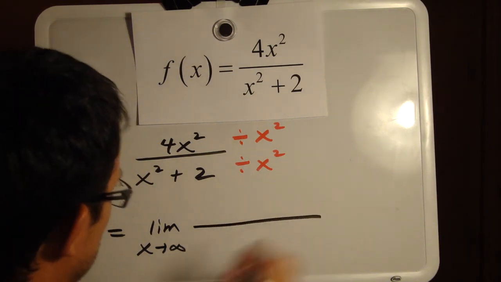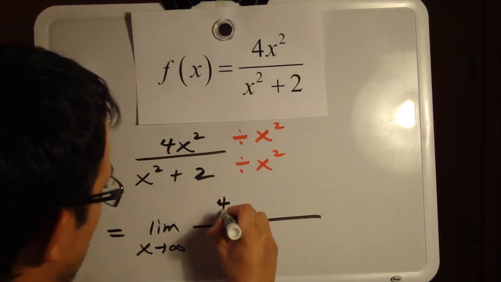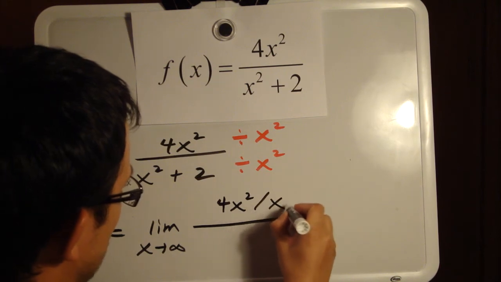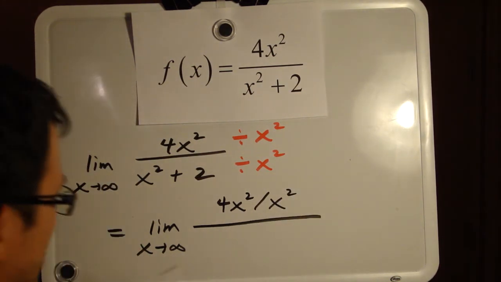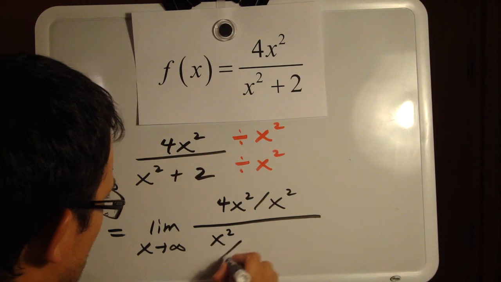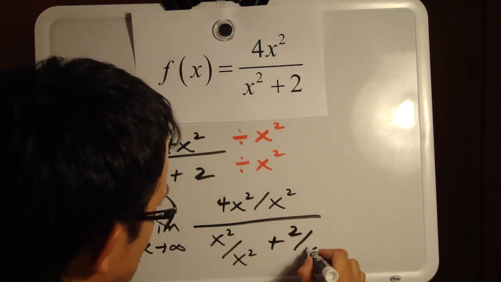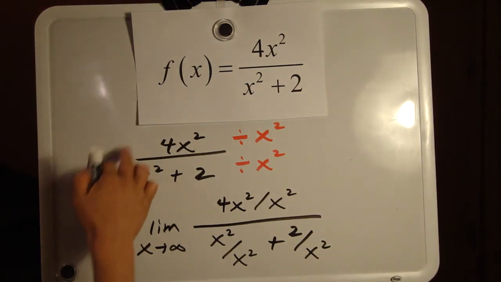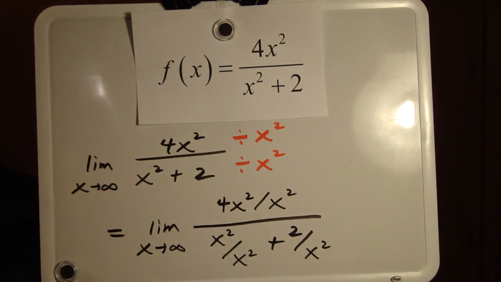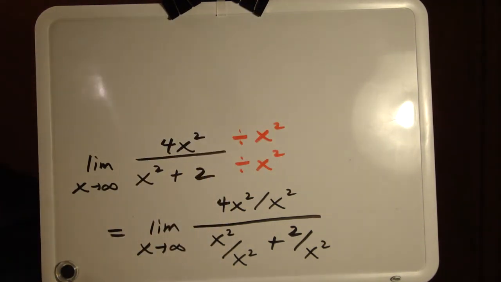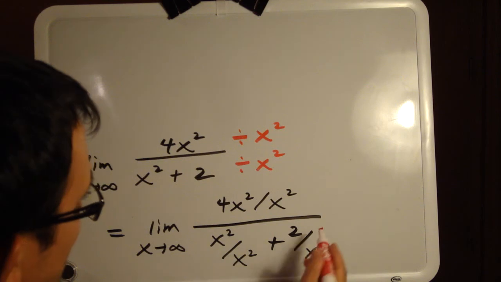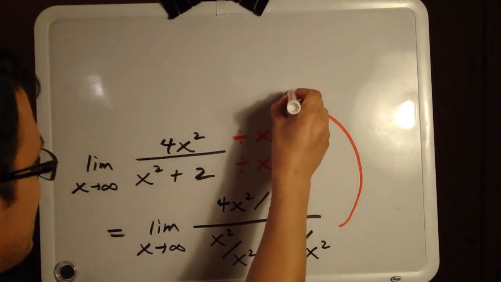Okay, so I'm going to make some space here. Upstairs we're going to have 4x squared divided by x squared. Then in the denominator we're going to have x squared over x squared, and a similar thing here, plus 2 over x squared. We're just manipulating this expression to see what we've got. Notice we have a little bit of simplification: you just have a 4 here, and this here will transform to 1. So I'll take this up here to finish up the problem.